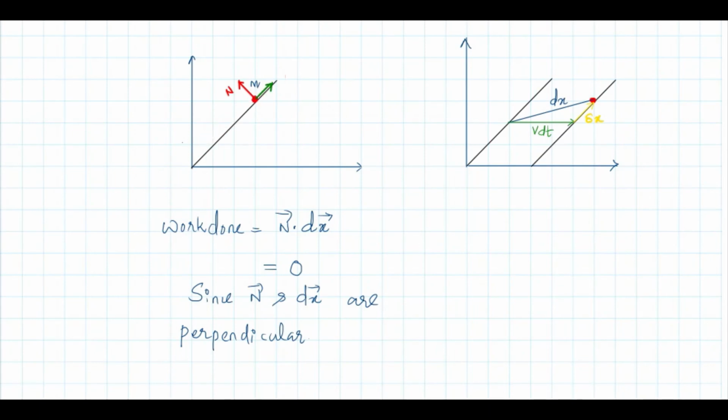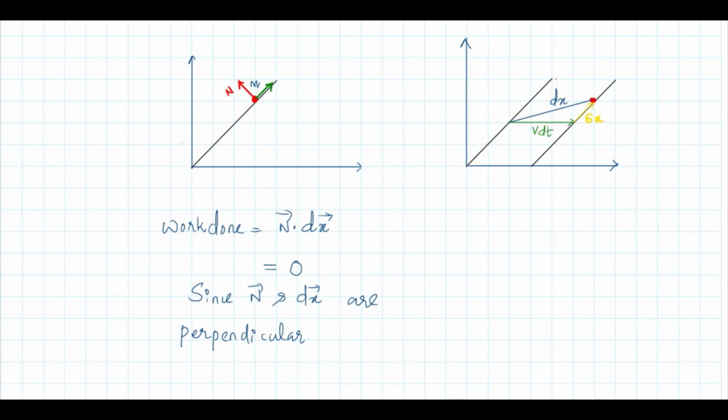A bead is moving through the rod. What is the constraint force? In order to keep this bead on the rod, there should be a normal reaction N. That is the constraint force. And displacement is along this direction. If you take the work done, then you can write it as N dot dx is equal to 0, because these two are perpendicular to each other.